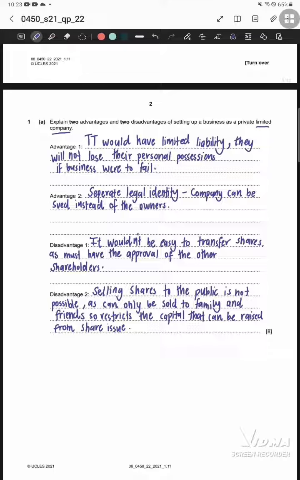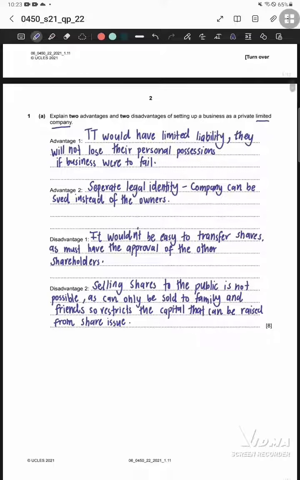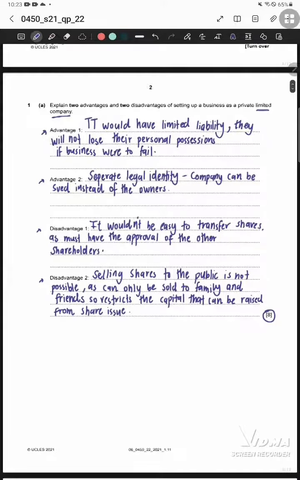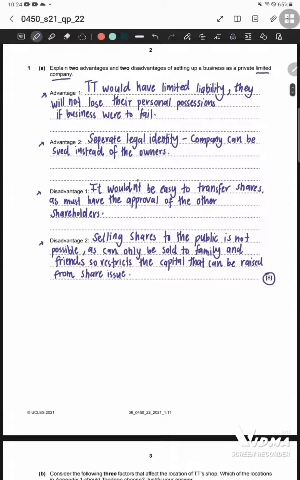Okay, you can find this in your textbook, I'm pretty sure. This is the outline, a brief explanation of each one. And this is an 8-mark question. This paper normally consists of 8 to 12-mark questions.